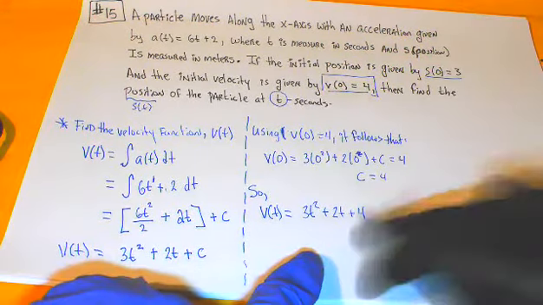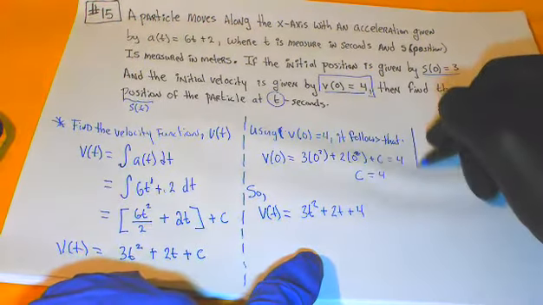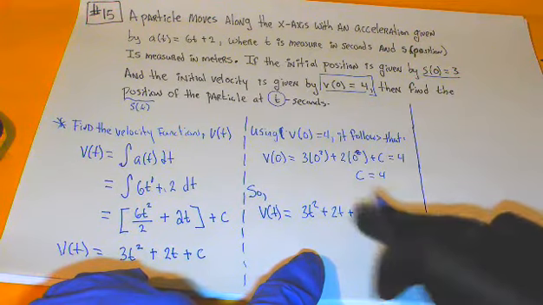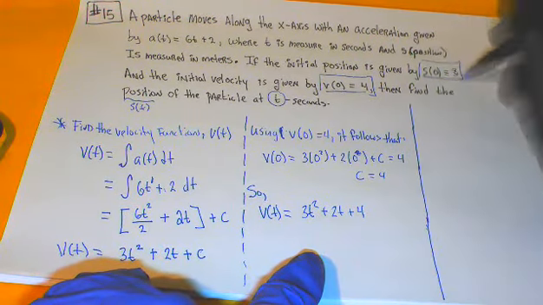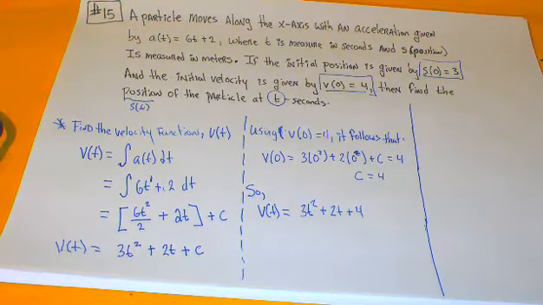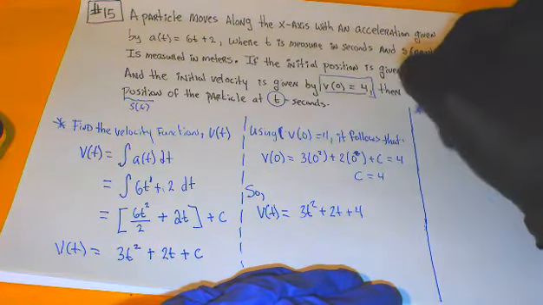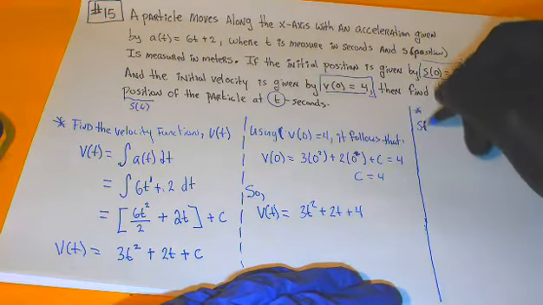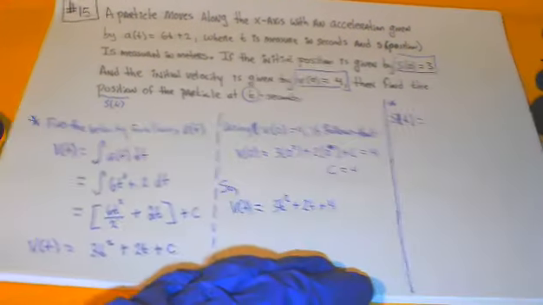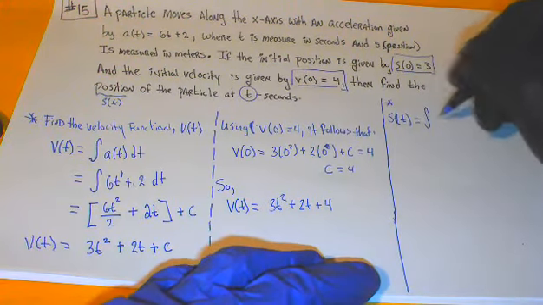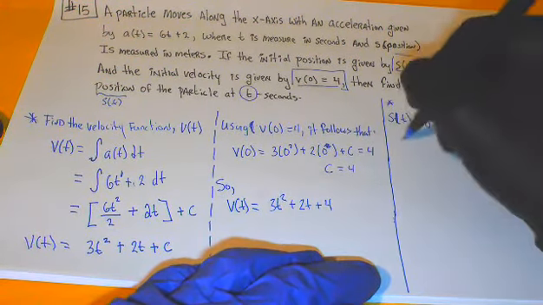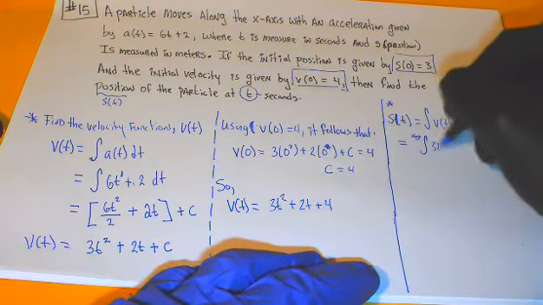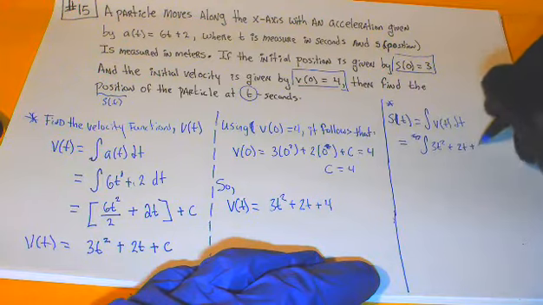Now that we have our velocity function, we can find our position function s of t, and we'll also have to use our initial condition s of 0 equals 3 to find the specific position function for this problem. And that will basically be it. If you want to find the position function s of t, it is going to equal the antiderivative of your velocity function, v of t dt. So we're going to get the antiderivative of 3t squared plus 2t plus 4 dt.